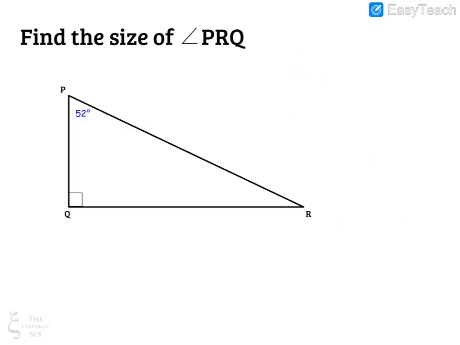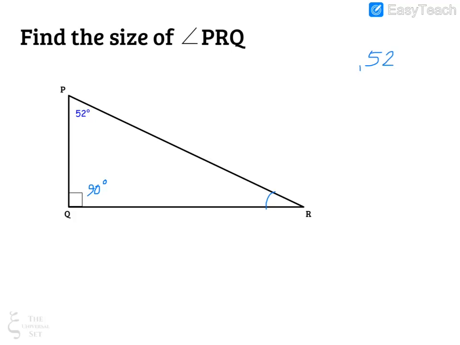So this one, at first glance, it looks like we've only been told one angle, but we've actually been told two, right? Because this box tells us that we've got a right angle, and a right angle, remember, is exactly 90 degrees. So when we're asked to find the size of angle PRQ, that is the angle that we're looking for, and we do know two angles. We know 52 and we know 90. So let's add those two together.